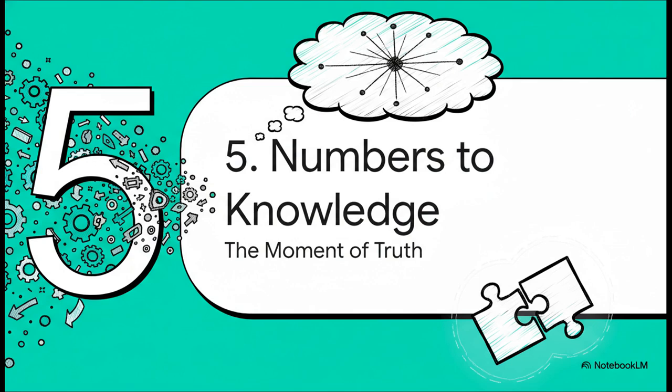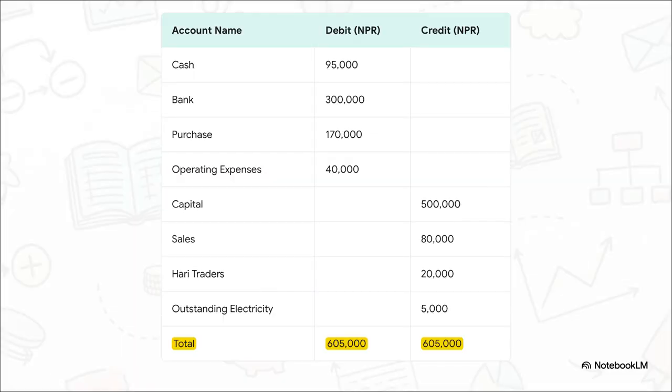So Ram has done all the hard work. He's recorded everything in his diary, he's filed it all away nice and neat, and now it's time for the big reveal. This is where all those numbers finally turn into real knowledge. And this is it, the trial balance. It's basically a master list showing the final balance of every single folder in his filing cabinet. You can see his cash, his bank balance, how much he's sold, and even what he still owes his supplier, Hari Traders, or for the electricity bill. It's all laid out in those two columns, debits and credits.